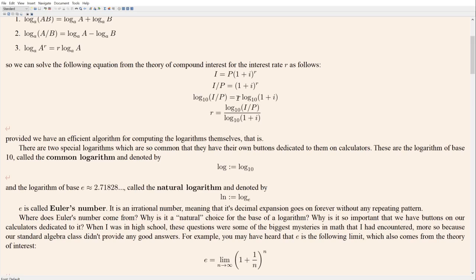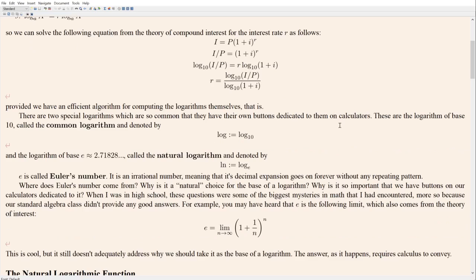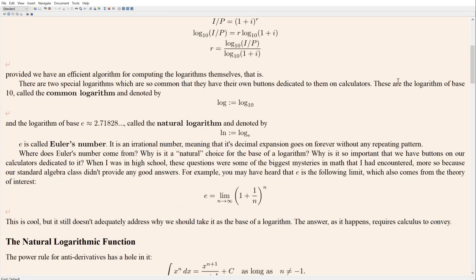So to solve for r, all you need to do is divide both sides by this big chunk, and you're done. So if you have a calculator that knows how to compute logarithms, then you know what this number r is, given the data for everything else. So that's why we're interested in logarithms. Well, it's at least maybe one reason that we're interested in logarithms.